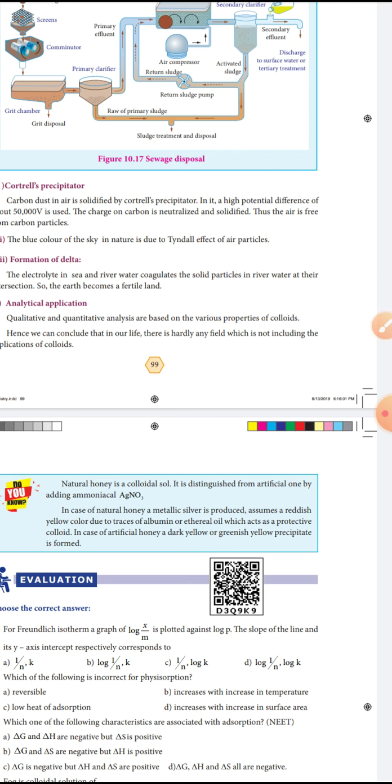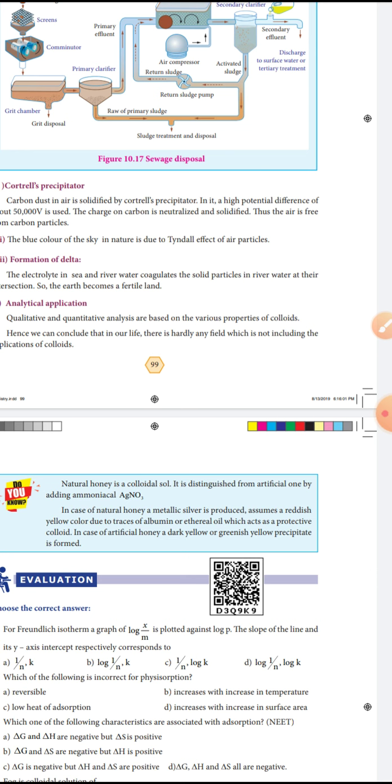Next, it is used in the Cottrell precipitator. Carbon dust in air is solidified by the Cottrell precipitator. Dust in the atmosphere, carbon dust in air, is solidified by the Cottrell precipitator. A high potential difference of about 50,000 volts is used. The charge on carbon is neutralized and solidified, thus the air is free from carbon particles. So we apply the high potential of 50,000 volts, and the carbon is neutralized and solidified.